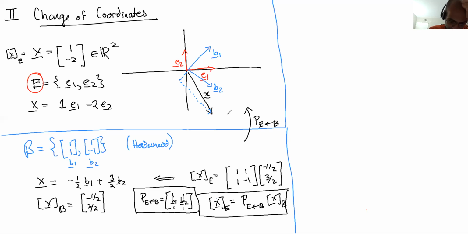Okay, and how would I go back? Anybody see how to go back? If I had the standard basis coordinates for x, how would I get the B basis coordinates? Inverse, yeah, somebody said inverse, exactly. So I would just do P_{E←B} inverse, which I'm going to call P_{B←E}.